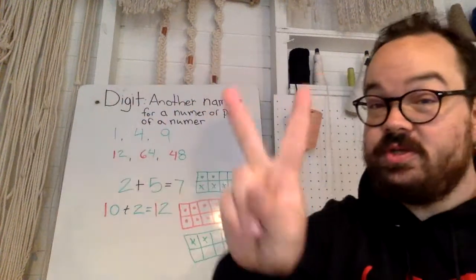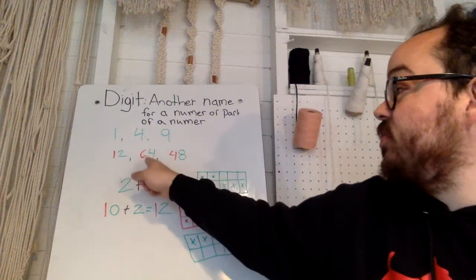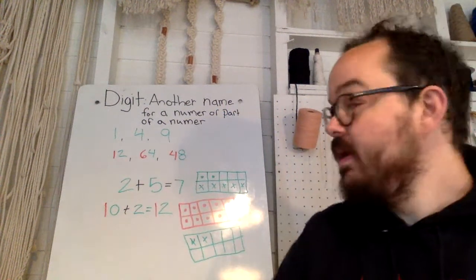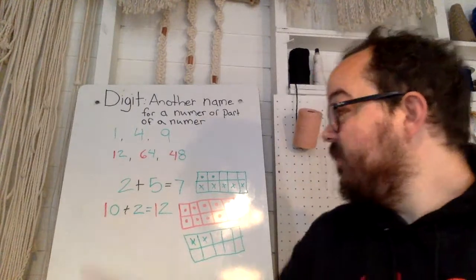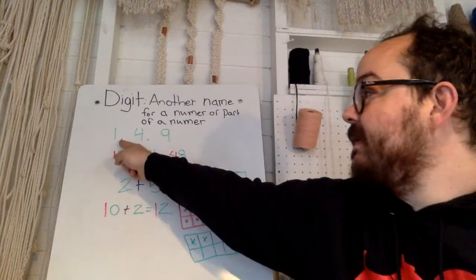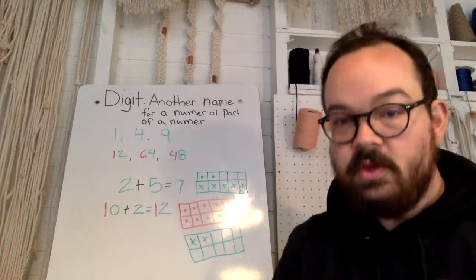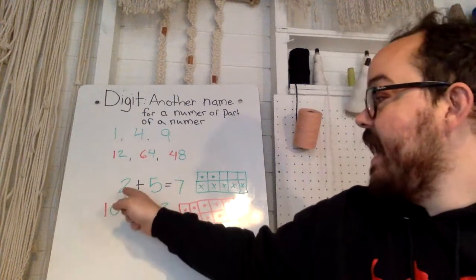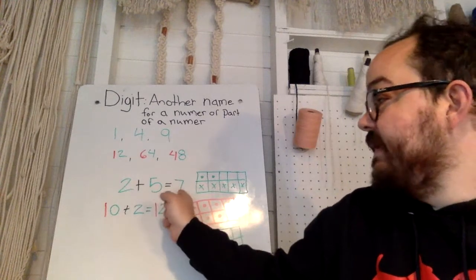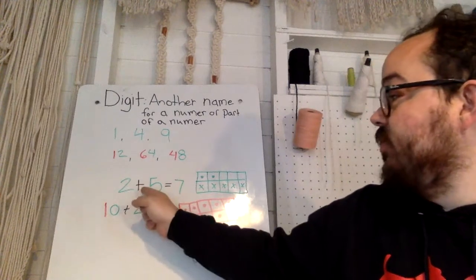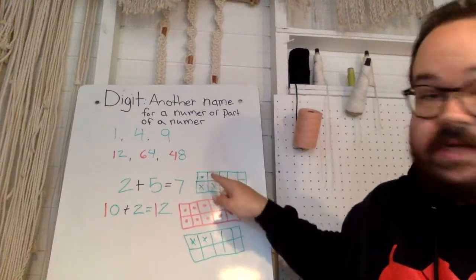We've also got two-digit numbers, numbers that have two parts to them, like 12, 64, and 48. So we have two-digit numbers and one-digit numbers. When we're doing addition, we can have a math problem that has one digit in its solution, like 2 plus 5 equals 7.